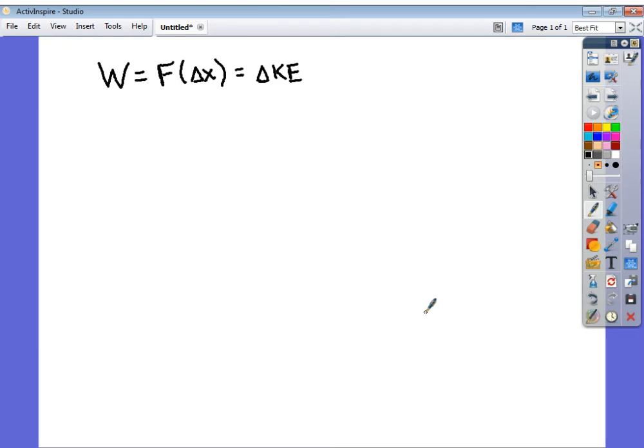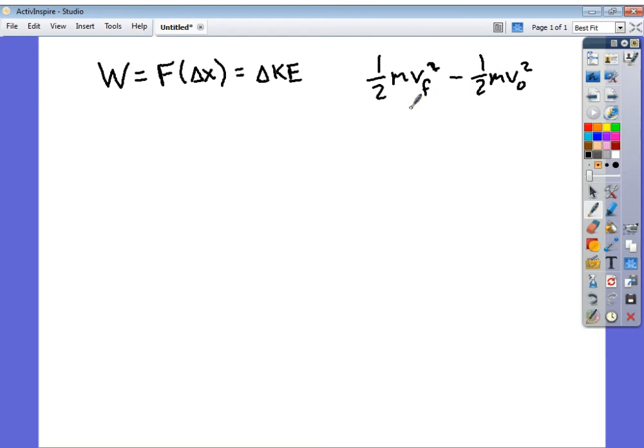Today I'd like to share with you about the work kinetic energy theorem, how work is a force times a displacement, and that's going to be equal to the change in kinetic energy of an object, of a mass. So this relationship here, force times displacement equals change in kinetic energy, it's an equality, so that means we should somehow be able to convert from a force and a displacement to a change in kinetic energy, which would look like 1/2 m final velocity squared minus 1/2 mass times initial velocity squared. That's the change in kinetic energy.